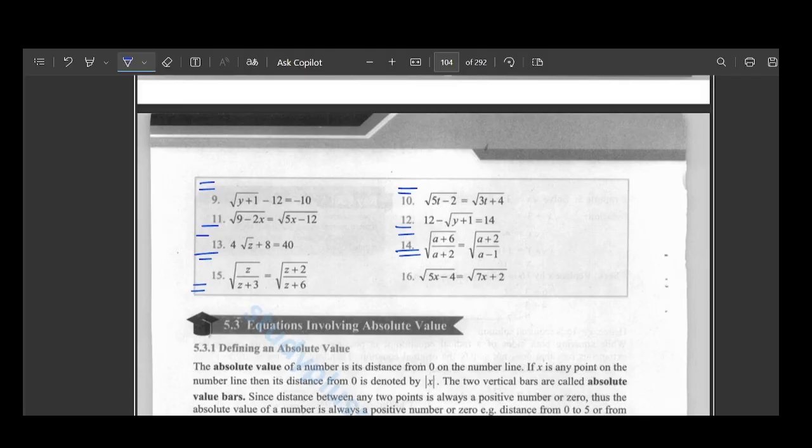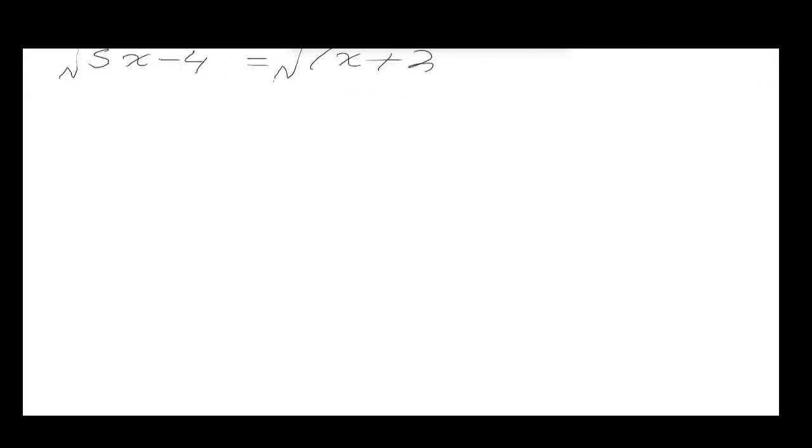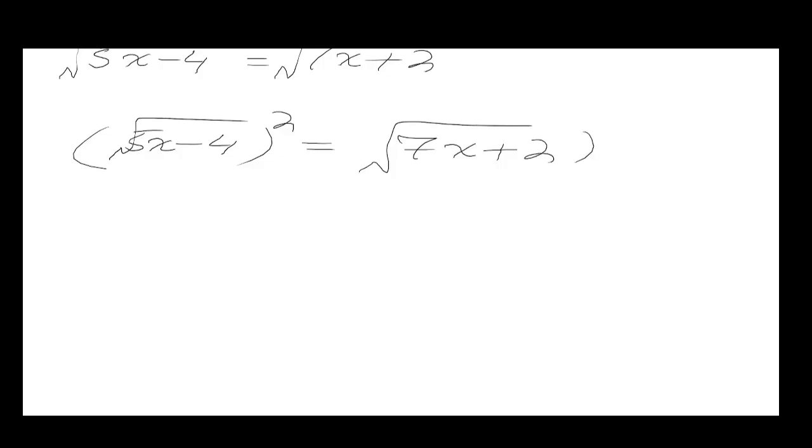Now let's move on to the last question of the exercise, which is question number 16. It states the radical of 5x minus 4 is equal to the radical of 7x plus 2. So to solve this expression, we have the radical of 5x minus 4 is equal to the radical of 7x plus 2. So how are we going to solve this expression? Firstly, we are going to take the square on both sides. So we can write the radical of 5x minus 4 whole squared, and that is equal to the radical of 7x plus 2 whole squared.